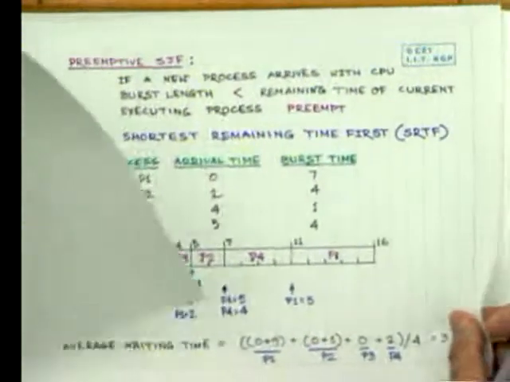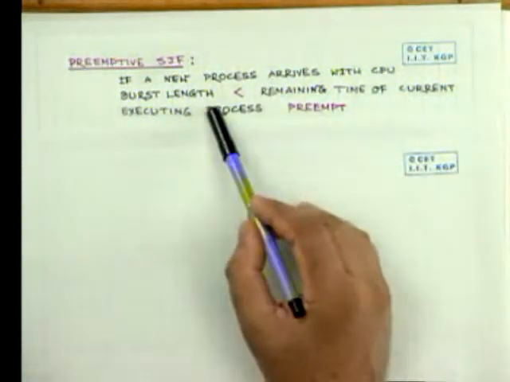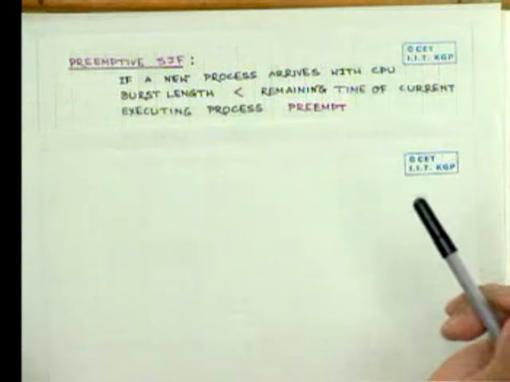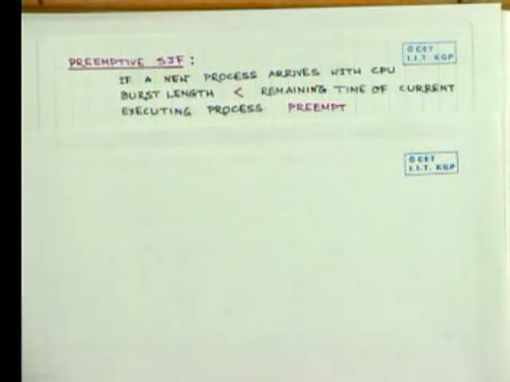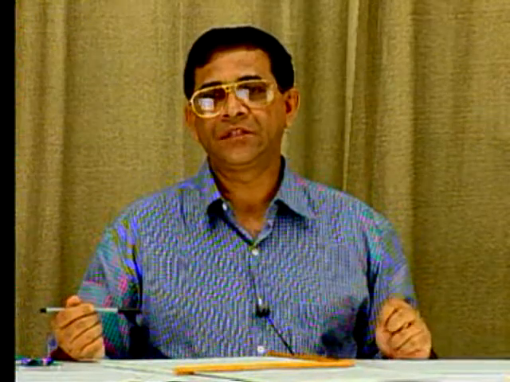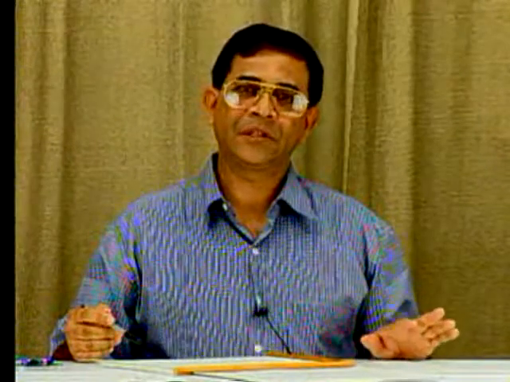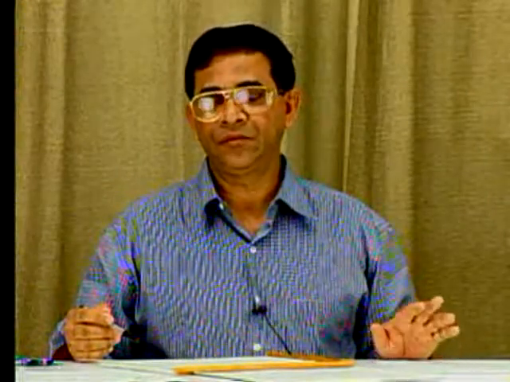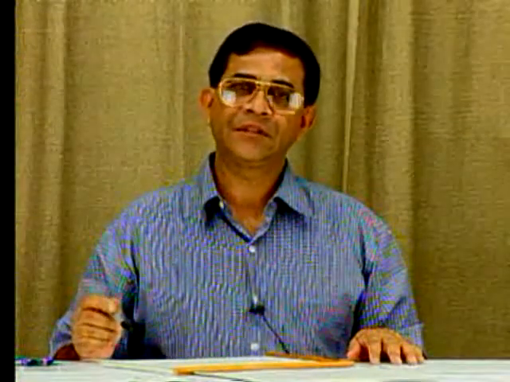In the case of preemptive scheduling, what we do is this: if a new process arrives with a CPU burst length which is less than the remaining time of the current executing process, we preempt. Preemptive SJF therefore keeps track of the remaining CPU time needed to complete the process which is on the processor, in terms of the processes in the ready queue. If it finds that a new process has turned up which has a CPU burst time less than the process that is in the CPU, then the process in the CPU is preempted.